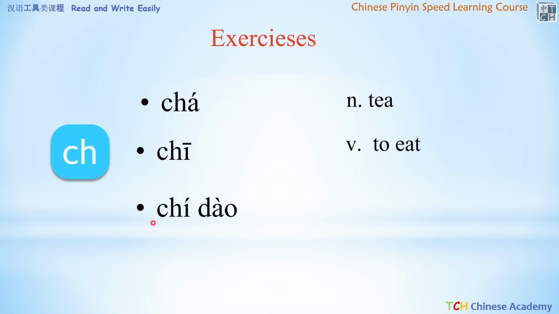And this one, chi, this time the second tone. And this one, dao, with ao as the final, the fourth tone falling down. 迟到 means to be late, arrive late.